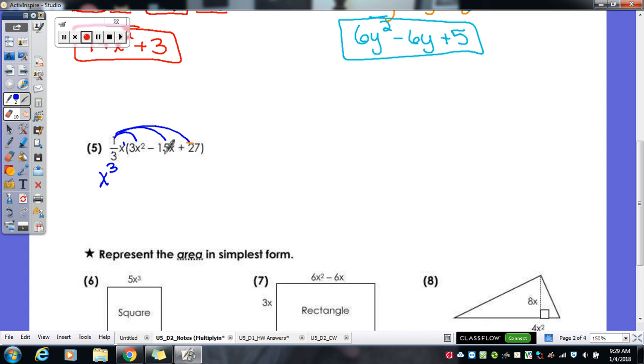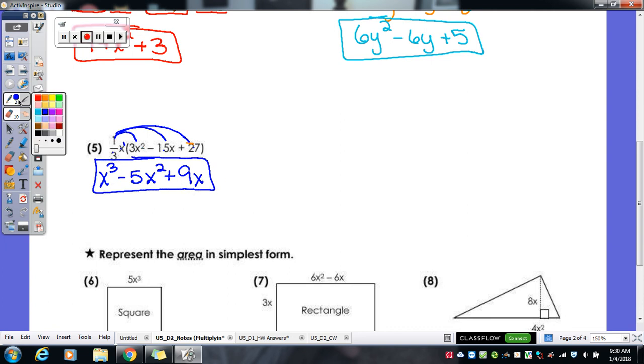So then 1/3 times 15. Good, so negative 5, and then x squared, because x to the first times x to the first. Add your exponents, we get x squared. And then 1/3 times 27, and then we have our x there. So there's our final answer. X cubed minus 5x squared plus 9x.